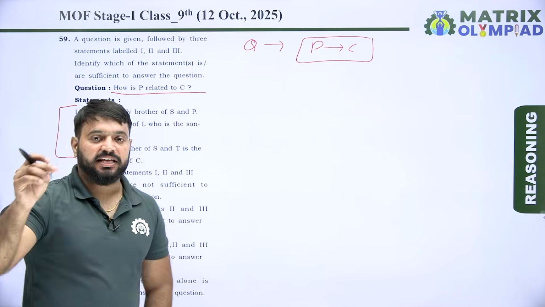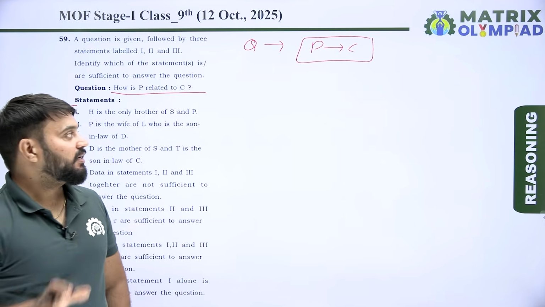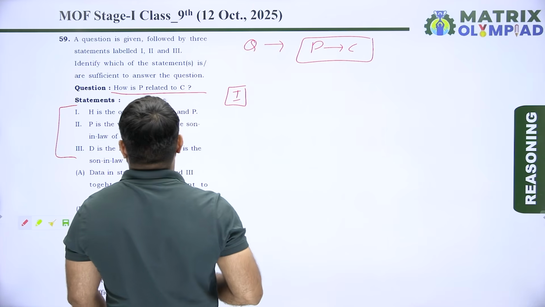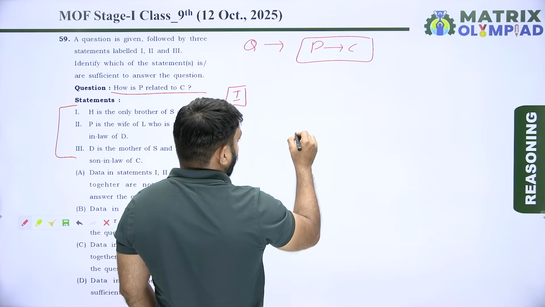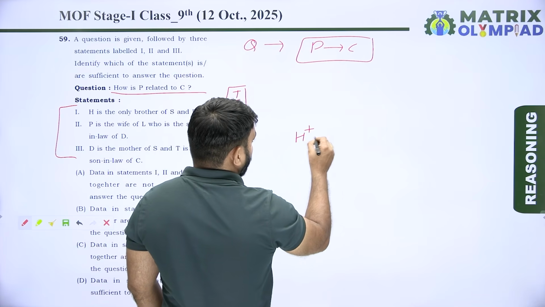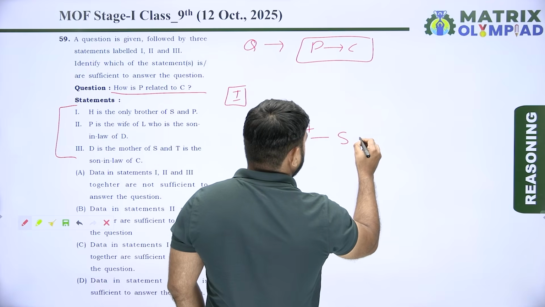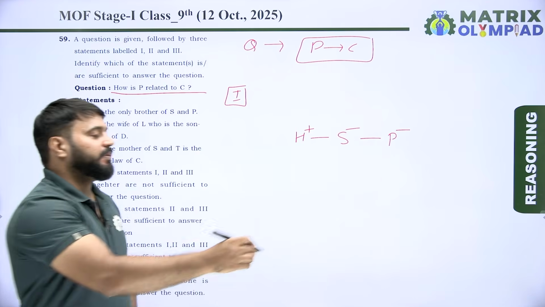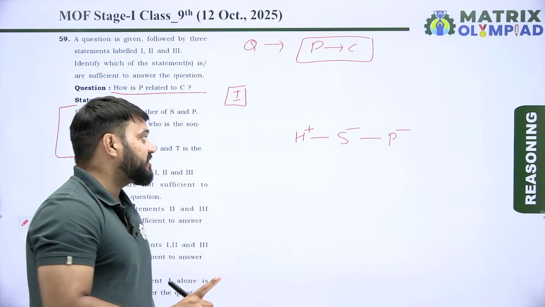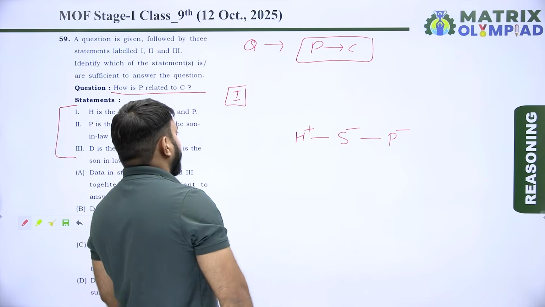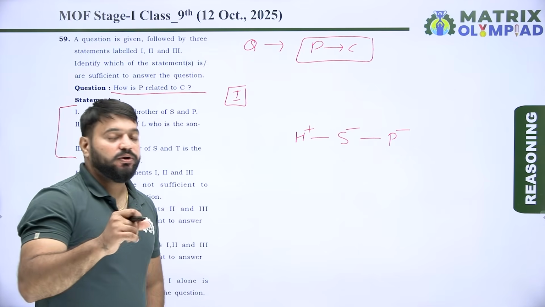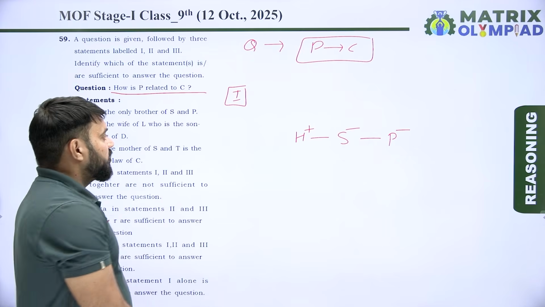So first, taking all statements separately. According to statement first, H is the only brother of S and P. It means S and P both are female. So statement first alone is not sufficient to answer the question.